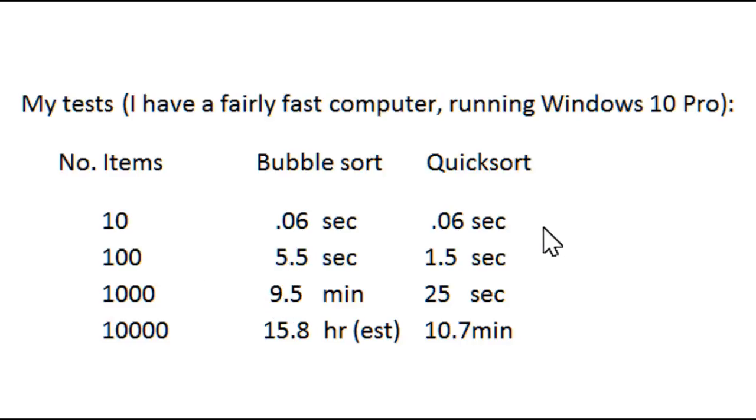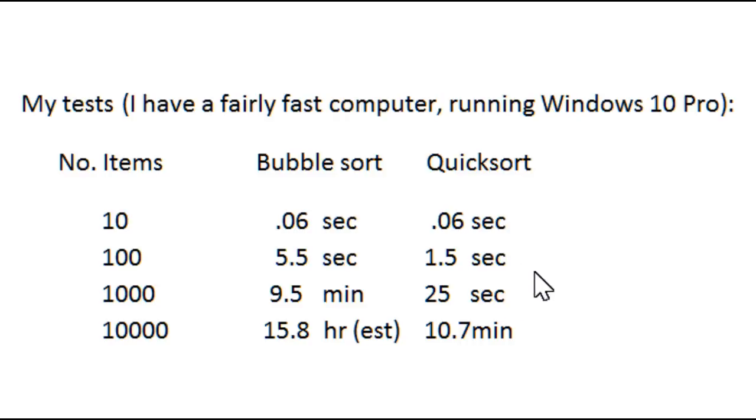The quicksort time, on the other hand, increases as n times the log to the base 10 of the number of items, n log n. And that means that the quicksort time will increase at a much slower rate than the bubble sort time increases. And that means that the quicksort is a much faster sort.